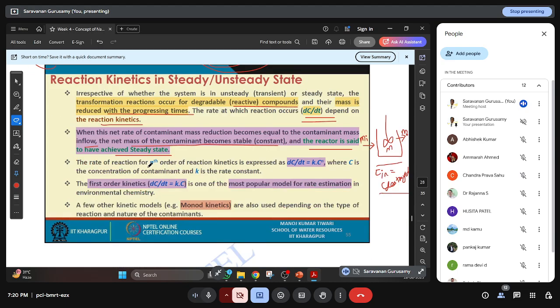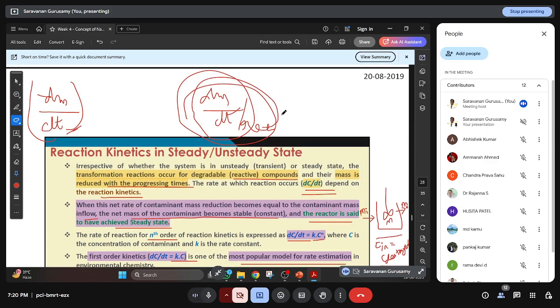Okay, so for the nth reaction order, dC by dt will be K C power n. That is the kinetic constant at the nth order. For first order, n will become 1. So dC by dt will be KC. All organic degradation, microbial degradation will be first order. It is the most popular model for rate estimation. That's what Monod kinetics we are going to see in the upcoming weeks. So please remember, the left side dM by dt is not equal to the right side dM by dt. This change in mass with respect to time is equal to mass in minus mass out, and the reaction that is happening, plus or minus, inside the reactor.